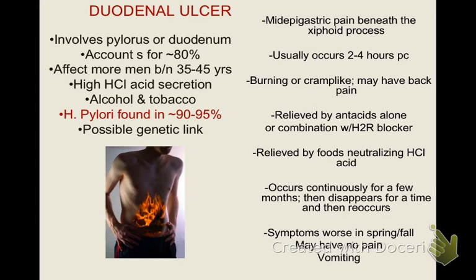So your pain is going to be in your mid-epigastric area beneath your xiphoid process. This pain is going to be 2 to 4 hours after a meal, most likely because it's in a lower area than your gastric would be. Your pain can be burning or cramp-like. You can have back pain. These can be relieved by antacids alone, or antacids with histamine blockers. And these can be relieved by foods that neutralize the hydrochloric acid. Your duodenal ulcers occur continuously for a few months, and they disappear for a time and then come back. May have no pain, or you can have vomiting.